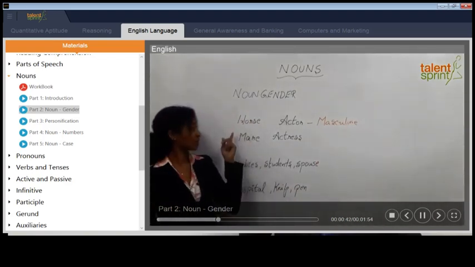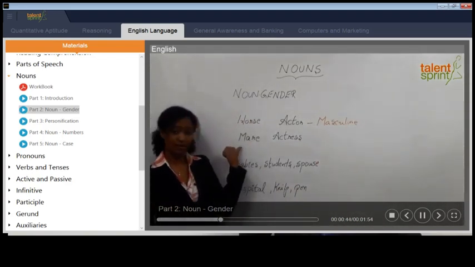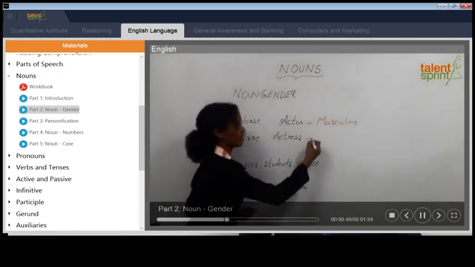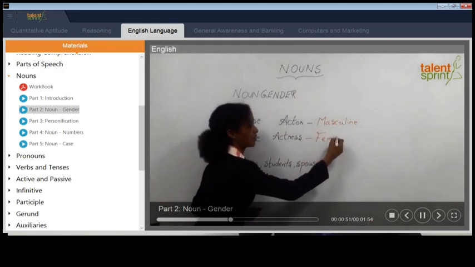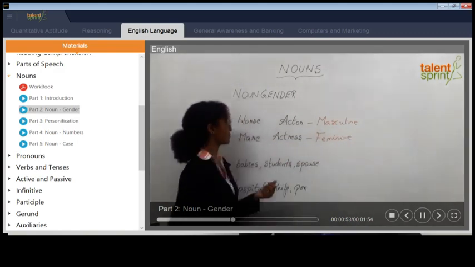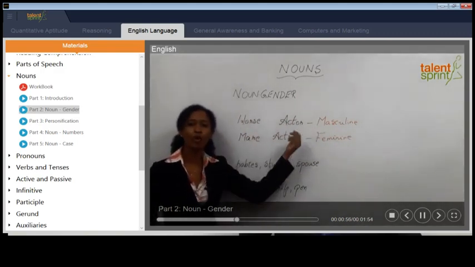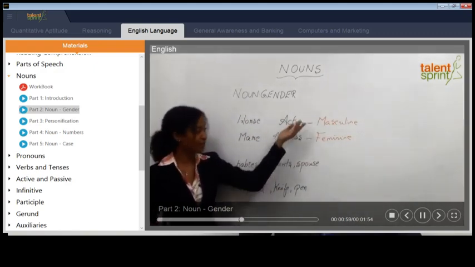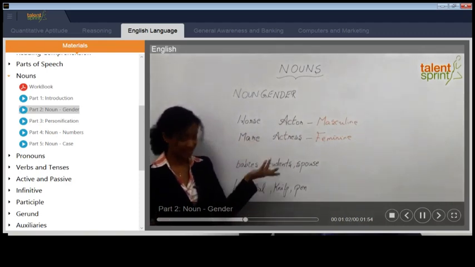So the female version of horse is mare, and for actor it's actress. So mare and actress are the feminine or female gender, right? So I can have boy, girl, father, mother, brother, sister. All of these are masculine and feminine gender examples.